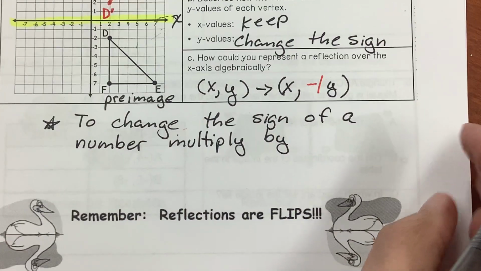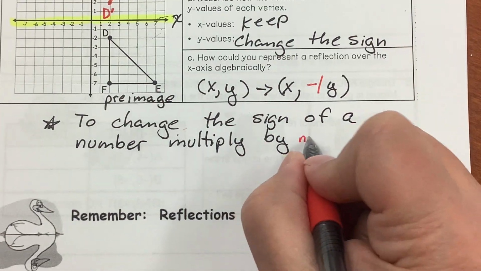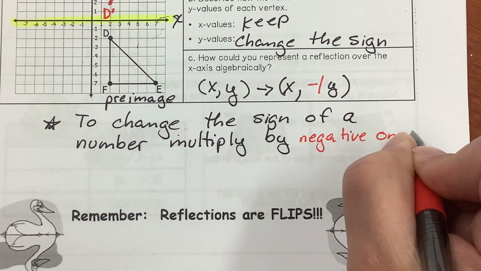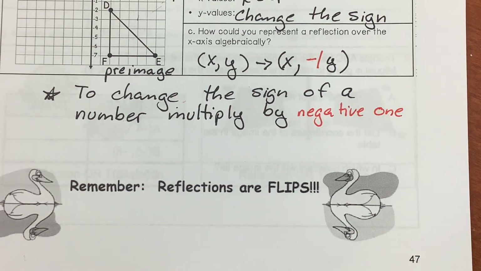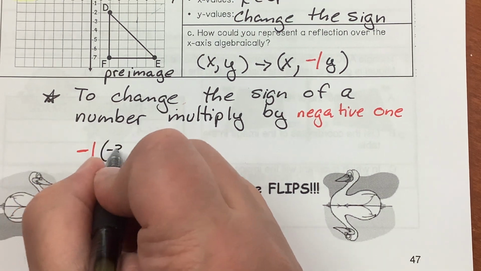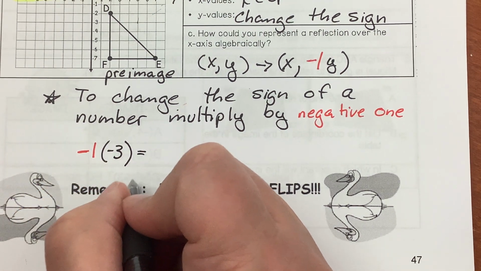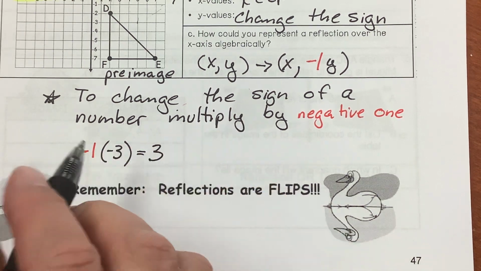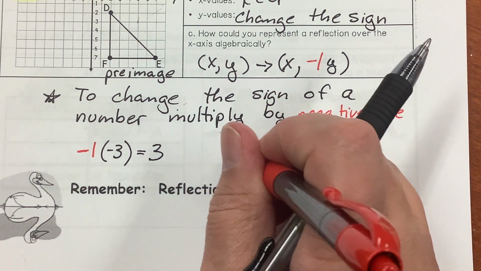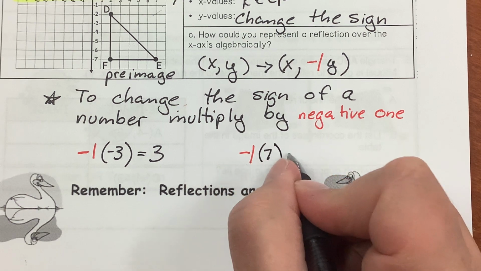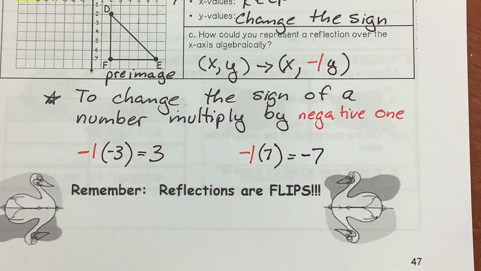I'm going to write it in red so you remember: -1. So let's do a couple of examples of that. -1 times -3. Negative times negative is positive, so -1 times -3 is +3. Change the sign from -3 to +3 by multiplying by -1. -1 times +7. Negative times positive, -7. So multiplying by -1 is how you change the sign of the number.